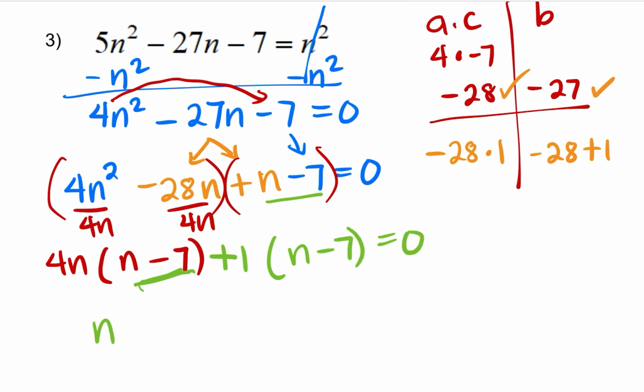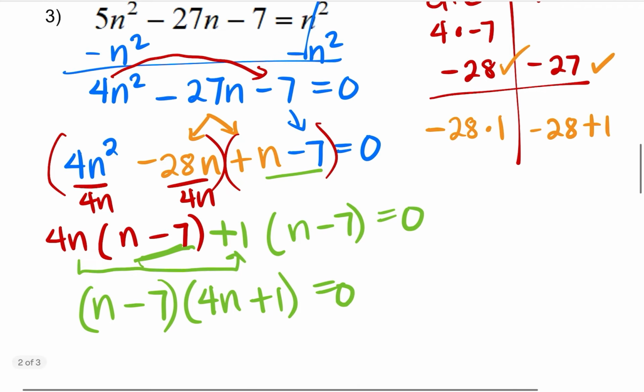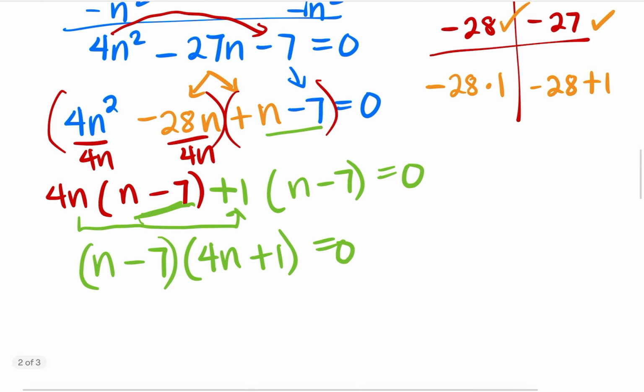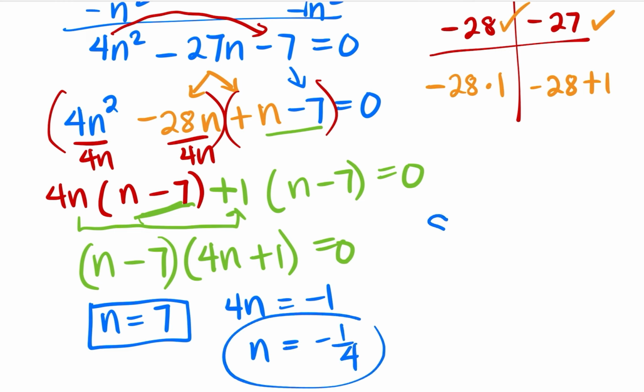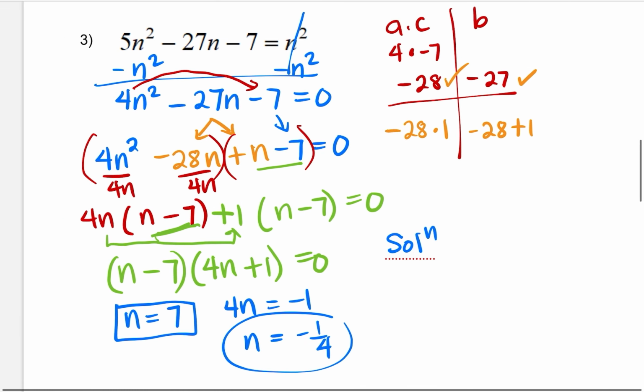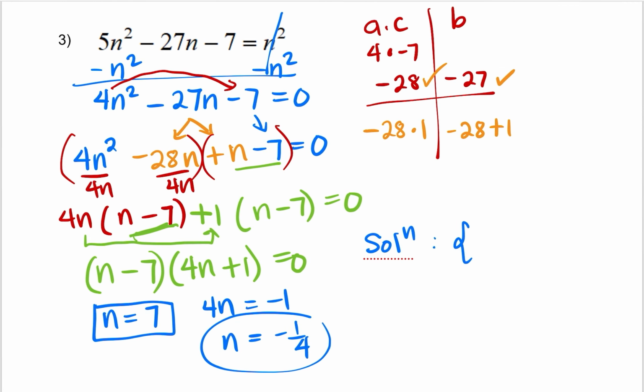So our new common factor is n minus 7, and then our previous common factors, we're going to put them together: 4n plus 1 equals 0. Then isolating n, that will be n equals positive 7, and we will have n equals negative 1 over 4. So the solutions for this specific problem are 7 and negative 1/4.